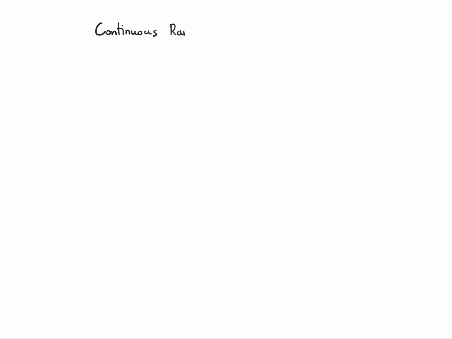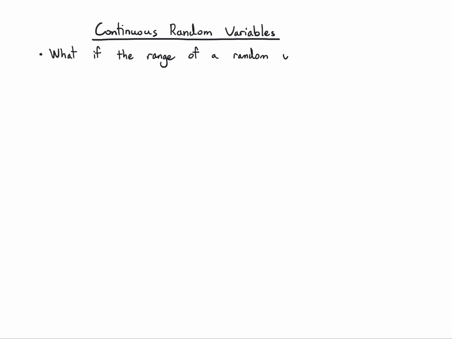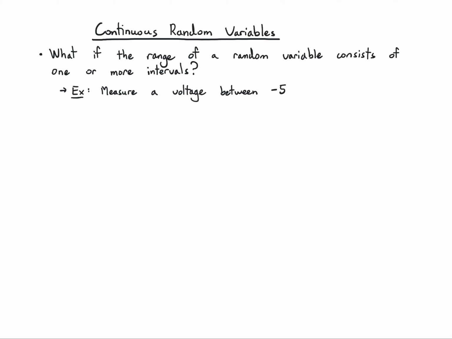Okay, let's talk about continuous random variables. Specifically, let's say I have a random variable and its range happens to consist of one or more intervals of the real line. As an example, let's say I'm measuring a voltage and I think the voltage falls between -5 and 5 volts, and I've decided to model any possible voltage in that interval as something that I could measure, quantum mechanics aside.